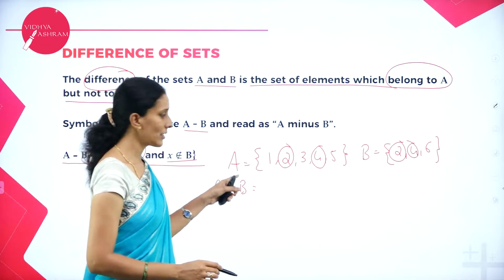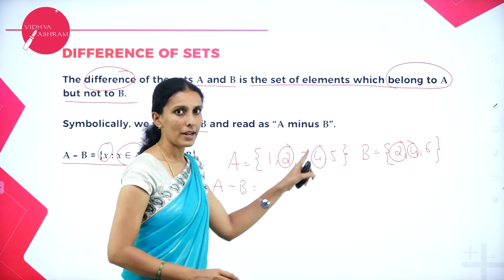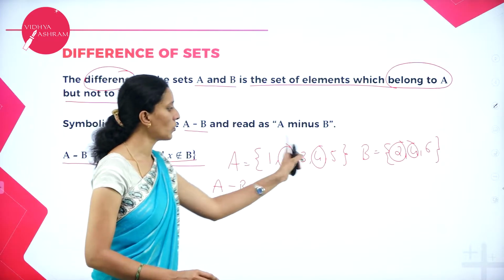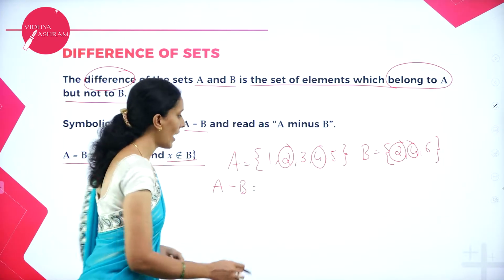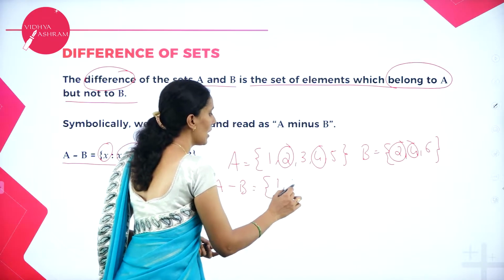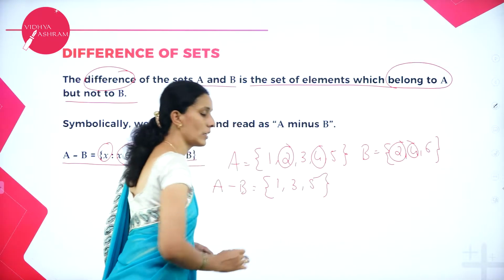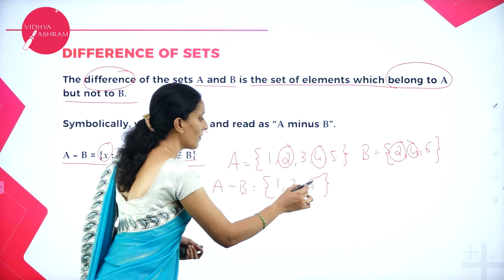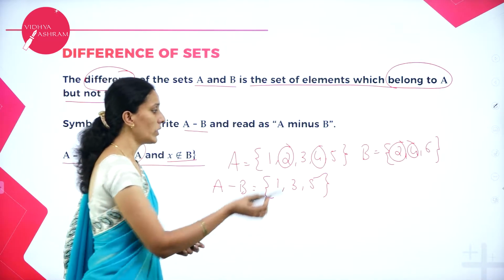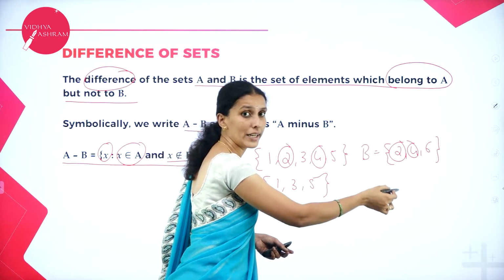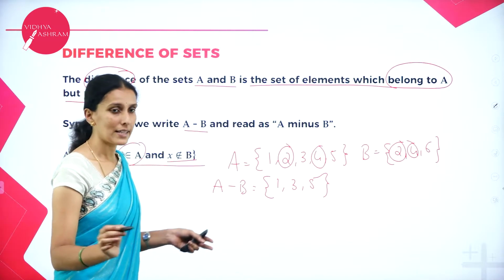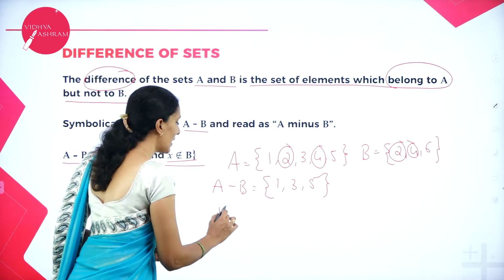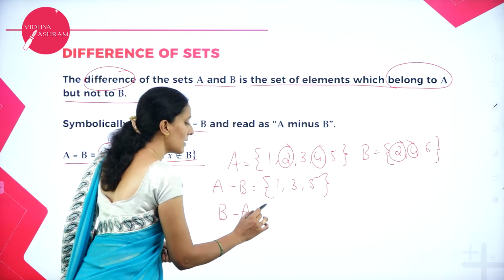So you are subtracting B from A. A minus B. So subtract 2 and 4. Leave 2 and 4 and write the elements. The remaining elements are 1, 3, 5. So see here, 1, 3, 5 are the only elements which are in A but not in B. So A minus B is nothing but the same. Suppose I take B minus A. What is B minus A?